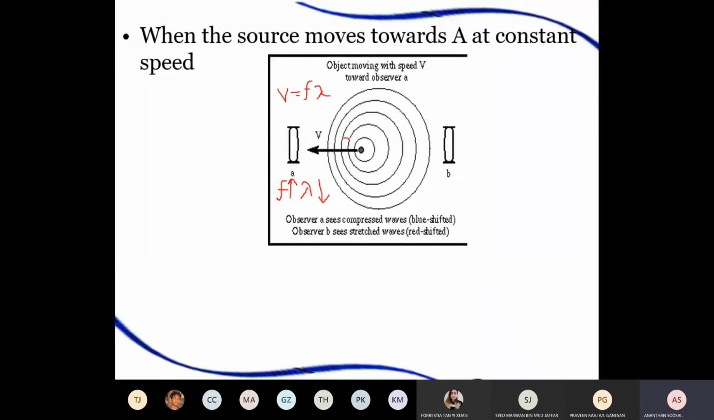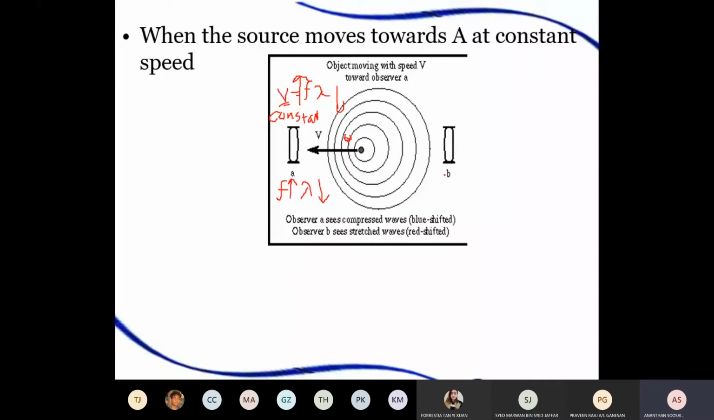When the wavelength gets shorter, the frequency will increase because the speed of sound is constant. Speed of sound is constant because the density of the air and the temperature of the air are the same in this region, so therefore the speed of sound is constant.